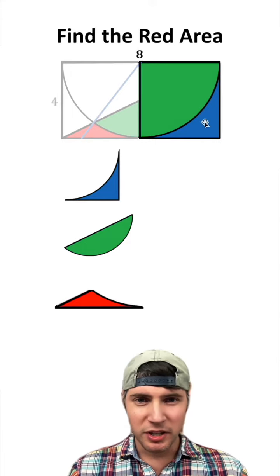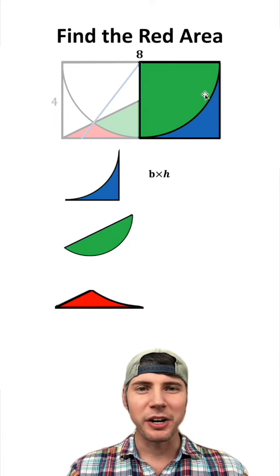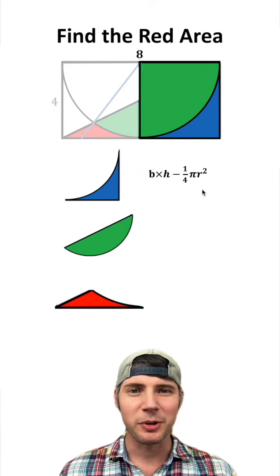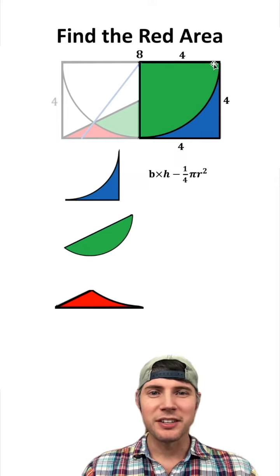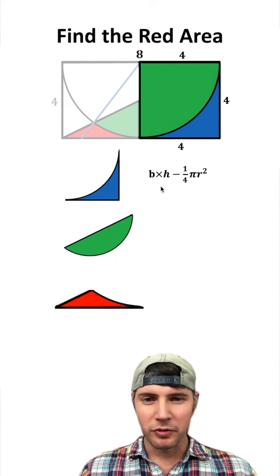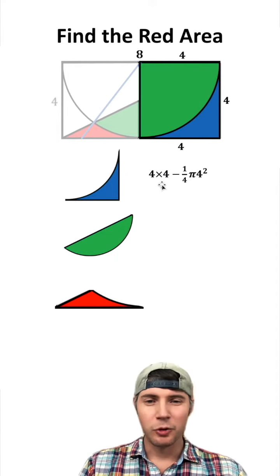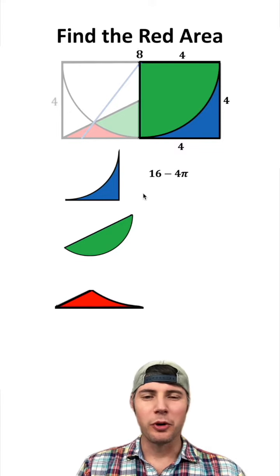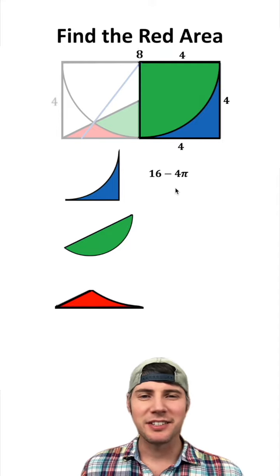We know this blue stuff is going to be the area of this entire square minus this quarter circle. So it's base times height minus 1/4 pi r squared. This whole square is 4 by 4, and the radius is also 4. So we can plug in 4 for the base, the height, and the radius. 4 times 4 is 16, and 4 squared is 16. 16 times 1/4 is 4, and we're left with the area of this blue thing being 16 minus 4 pi.